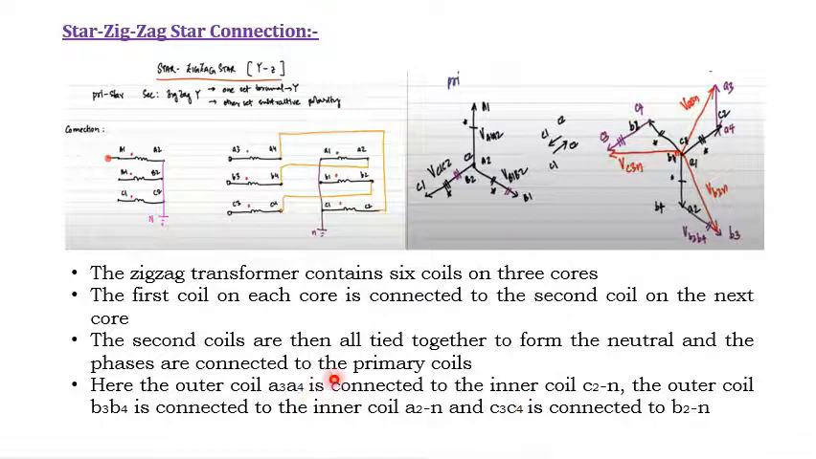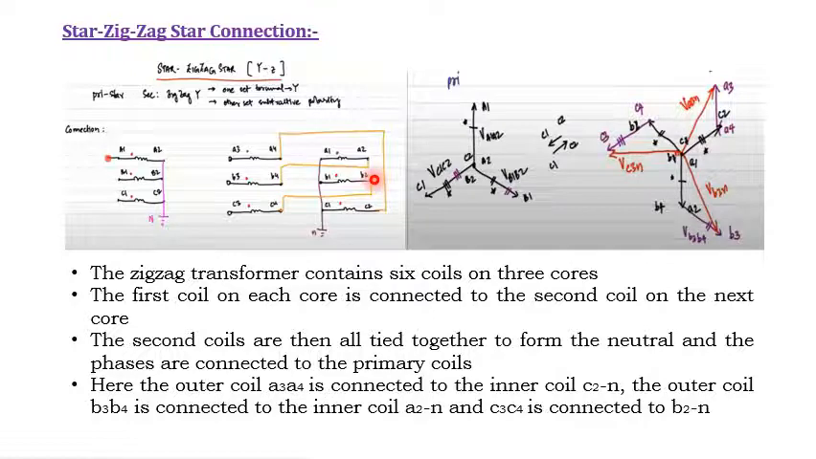Now here are some construction features of the zigzag star connection. It contains 6 coils on 3 cores, 3 here and 3 here. These 3 are initially connected in star fashion, and this star can be connected with these other 3 in subtractive polarity. This combination is called the zigzag star connection. Here, the first coil on each core is connected to the second coil on the next core.